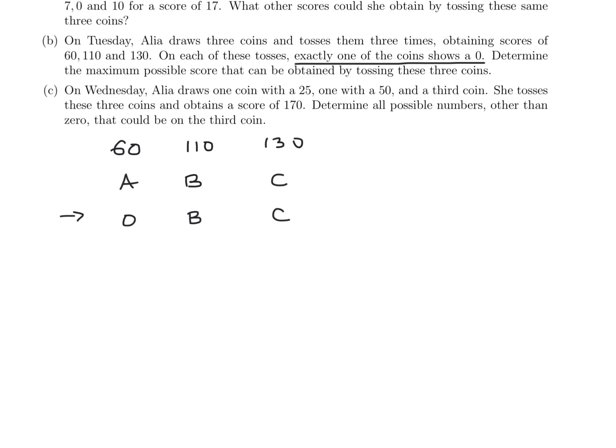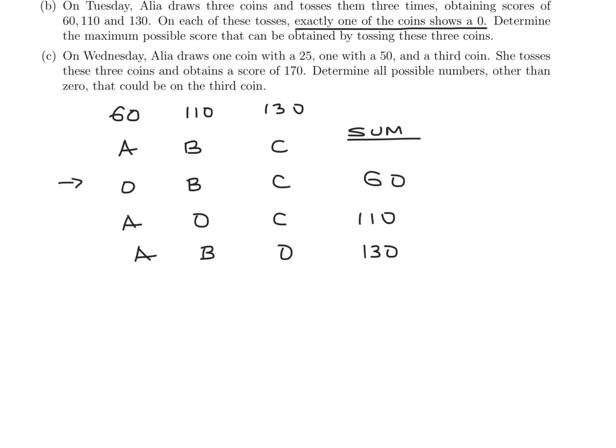and this will have the values B and C. And that sum is 60. So we'll put that sum there. And then if that's 0, this will be A, this will be C, and that sum, make it 110. And if this is 0, this will be B, and this will be A, and that sum was 130. So we basically have some equations here that we have to solve. And those equations are B plus C is 60. We have A plus C is 110. And we have A plus B is 130.